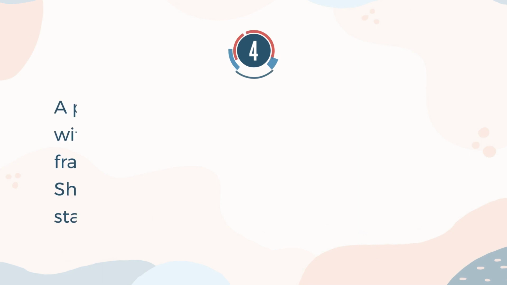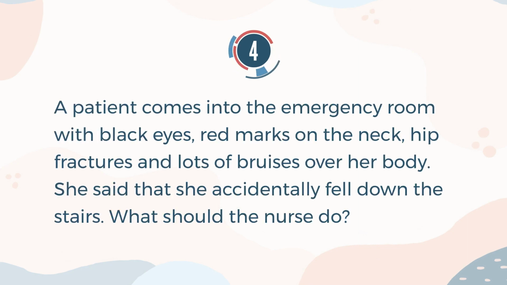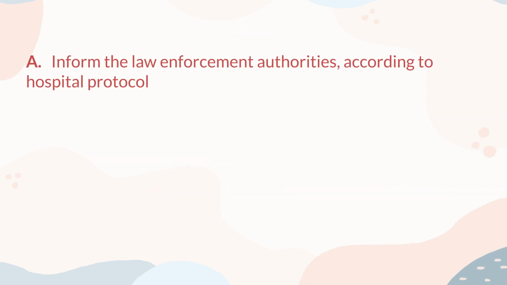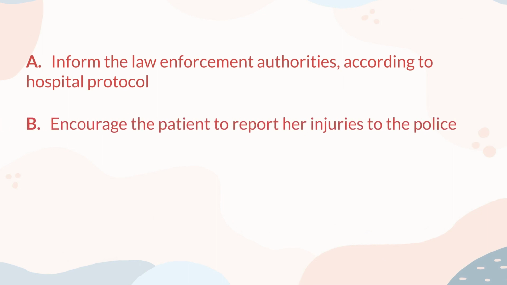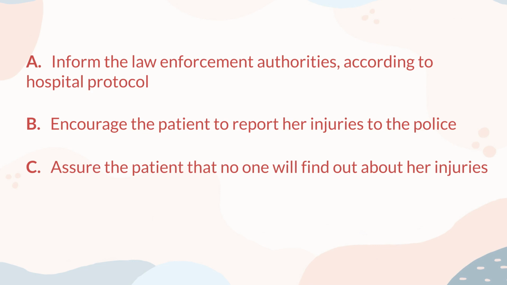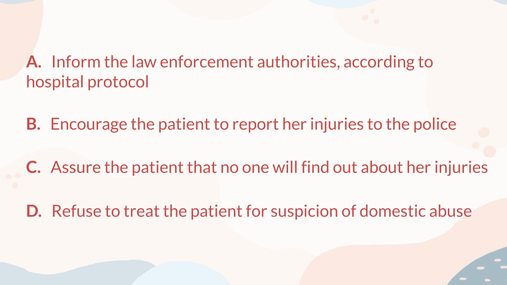Number 4. A patient comes into the emergency room with black eyes, red marks on the neck, hip fractures and lots of bruises over her body. She said that she accidentally fell down the stairs. What should the nurse do? A. Inform the law enforcement authorities, according to hospital protocol. B. Encourage the patient to report her injuries to the police. C. Assure the patient that no one will find out about her injuries. D. Refuse to treat the patient for suspicion of domestic abuse.